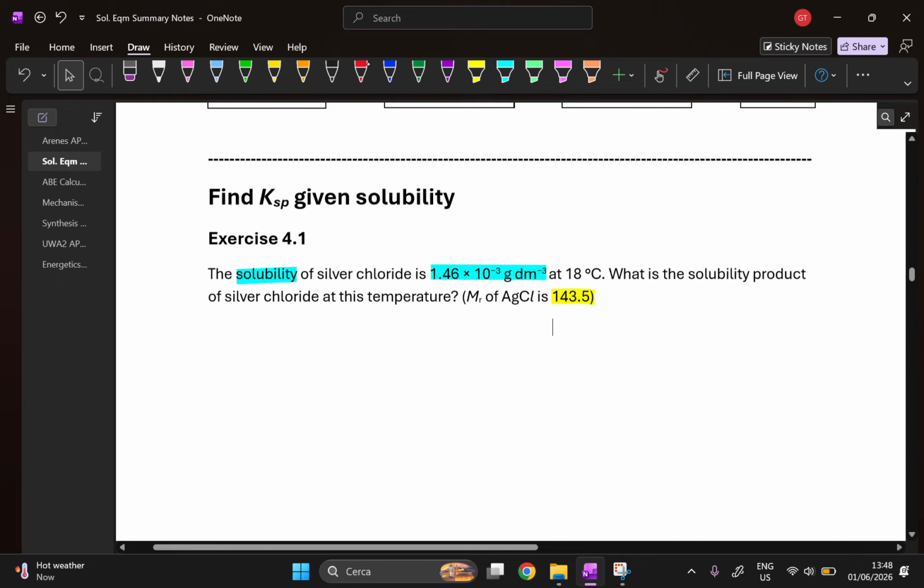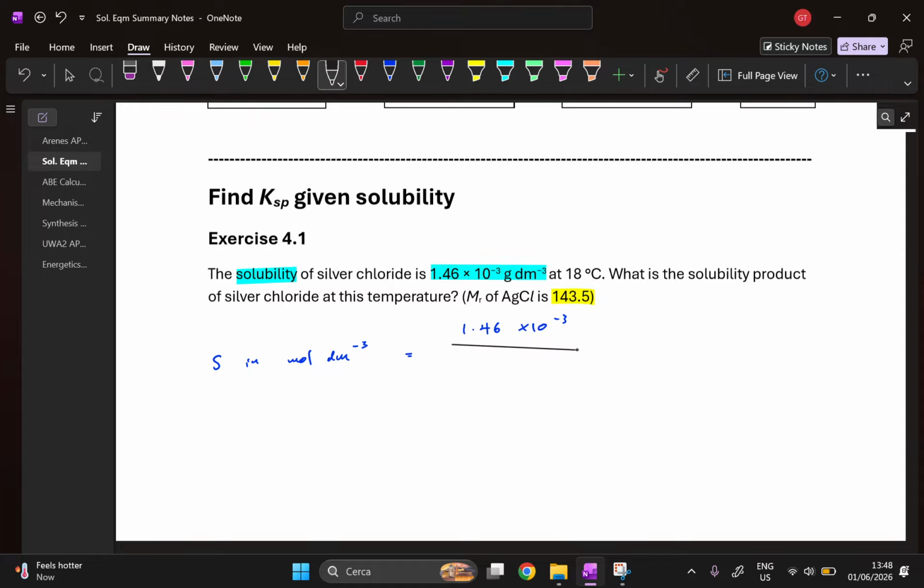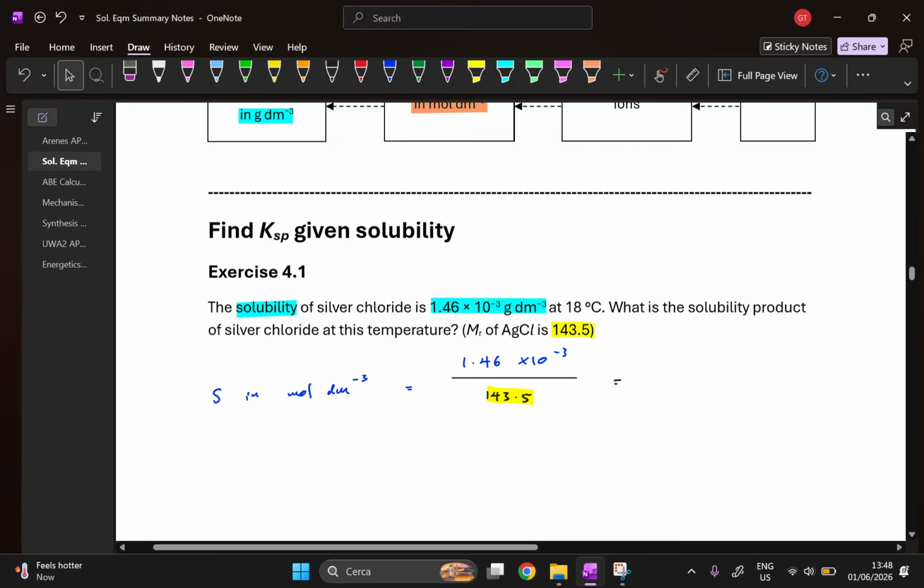So if we want to find solubility in mole per dm cube, let's use S to denote solubility, okay? So solubility, if I want to convert the units from grams per dm cube to mole per dm cube, this is going to be, I'm given 1.46 times 10 to the minus 3 grams per dm cube, right? And then I'm going to divide it by the MR. So the MR, I'm given 143.5 here. So if I actually compute that, I should be able to get a solubility in mole per dm cube. I should have put this in orange, sorry.